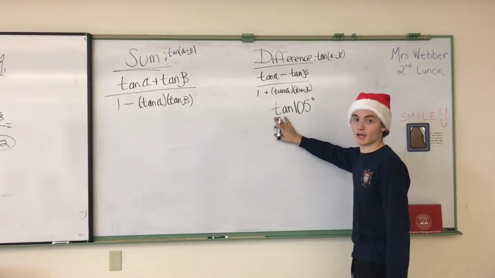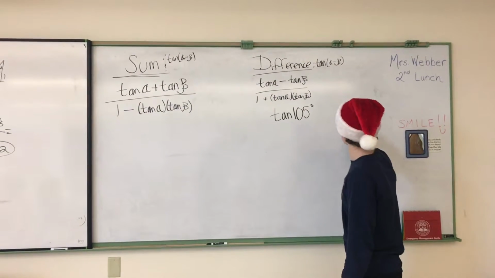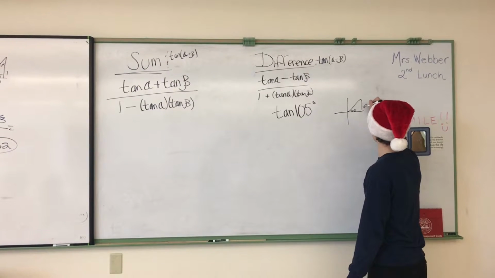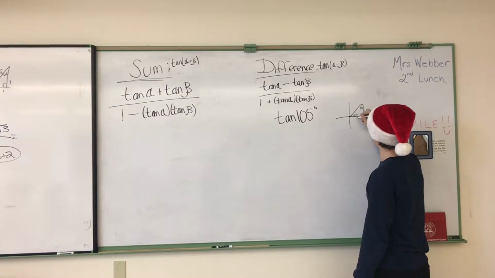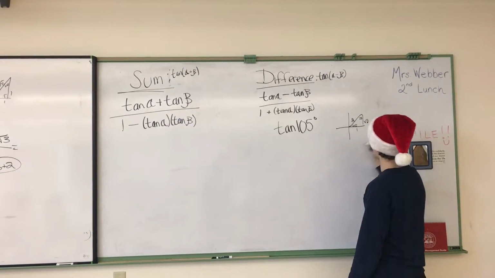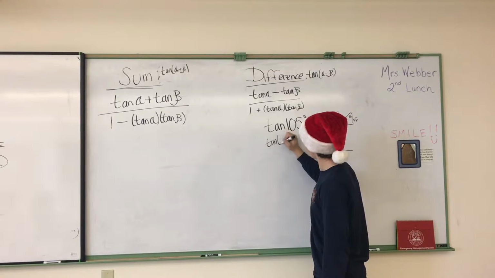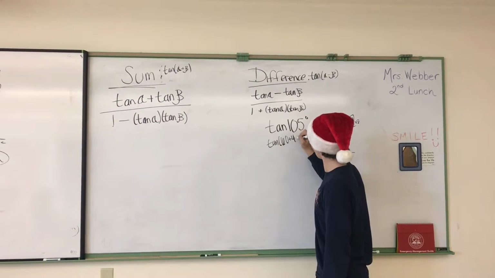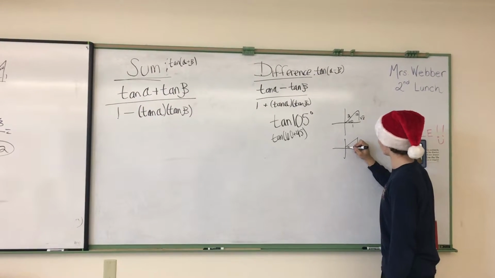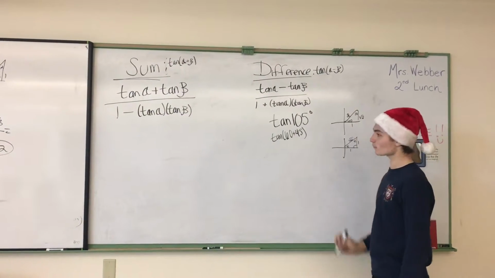First one, we have tan 105 degrees. So two angles that add up to this are 60 here, and that's root 3, 1 and 2, and then the other angle is 45. So we take our 45-degree angle, and we have 1, 1, and root 2.